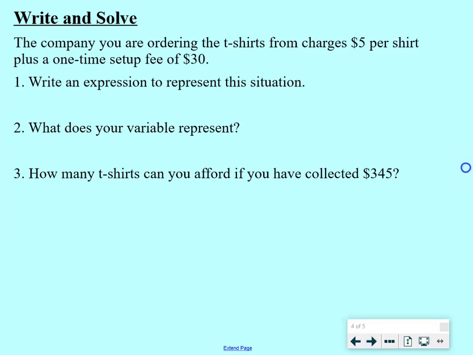Alright, so write and solve. The company you are ordering the t-shirts from charges $5 per shirt plus a one-time setup fee of $30. So we're ordering t-shirts. Alright, so we want to circle the keywords and box the numbers. Let's start with that. So box the numbers. We got $5 and $30. Keywords. Charges per shirt. So let's circle per shirt. Plus is a keyword. That's a math term. A one-time setup fee. Let's circle one-time setup fee.